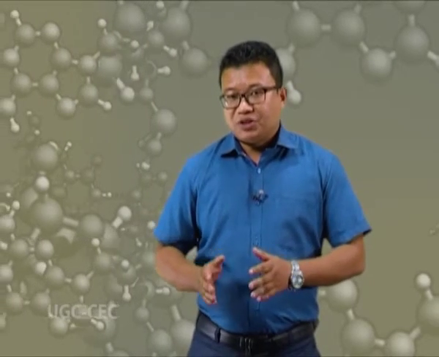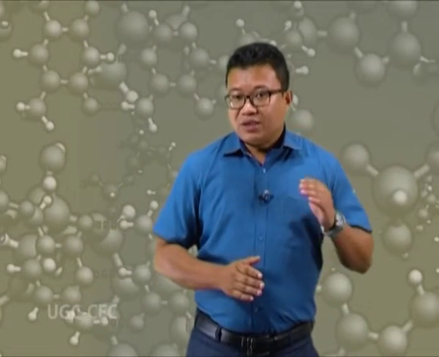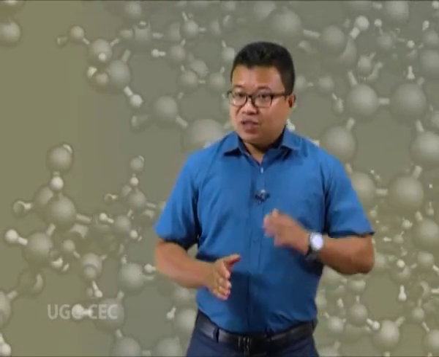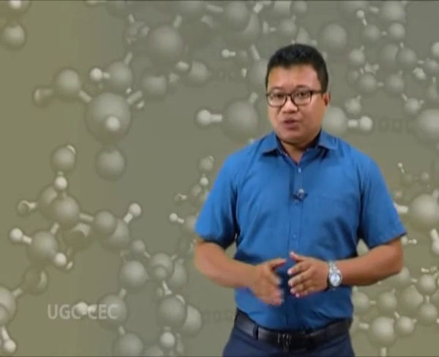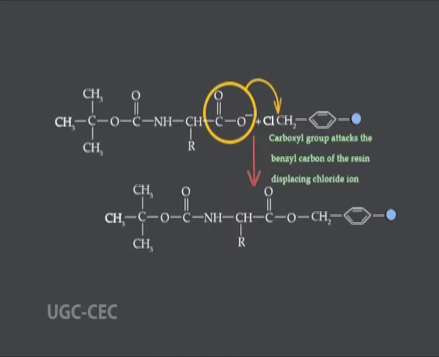The solid support to which the C-terminal amino acid is attached is a polystyrene resin similar to the one used in ion exchange chromatography, except that the benzene rings have chloromethyl substituents instead of sulfonic acid substituents. Before the C-terminal amino acid is attached to the resin, its amino group is protected with tertiary butyloxycarbonyl to prevent the amino group from reacting with the resin. The C-terminal amino acid is then attached to the resin by means of a nucleophilic substitution reaction, an SN2 reaction. Each carboxyl group attacks a benzyl carbon of the resin, displacing a chloride ion.